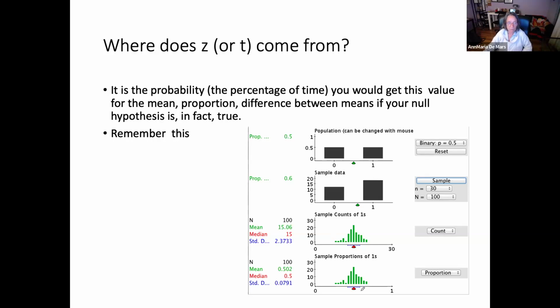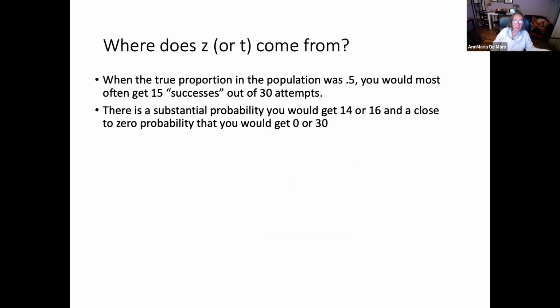Now, if the true proportion of the population was 0.5, you'd most often get 15 successes out of 30 attempts. And there's a substantial probability you'd get 14 or 16, and a close to zero probability that you would get 0 successes out of 30. We say success as being whatever particular event you are interested in, result you are interested in. So if you were interested in how many girls there are in after-school programs, a girl being in your sample would be a success.